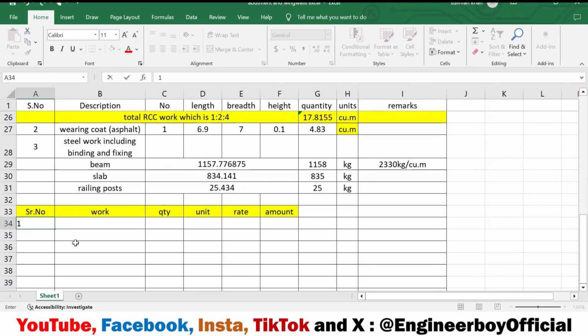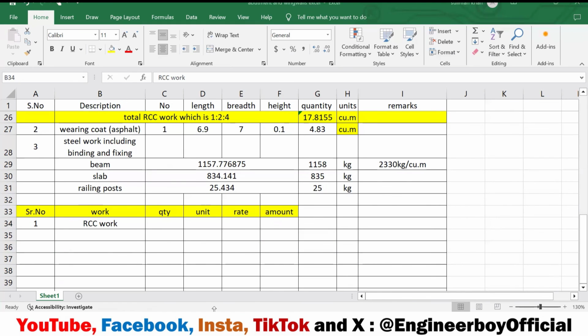Now, the first thing, as you can see, we have serial number 1, and the quantity. Maybe you can say the RCC work, which is 17.8 something. So I will just shortly write RCC work. No details. You can put all the details when you become a quantity surveyor, providing the ratios, etc.